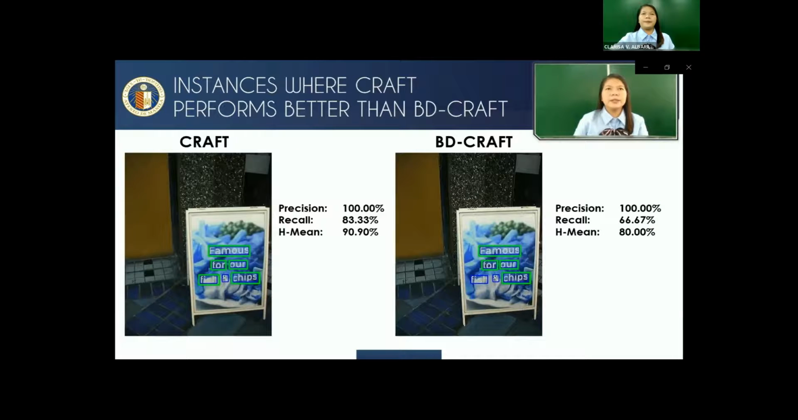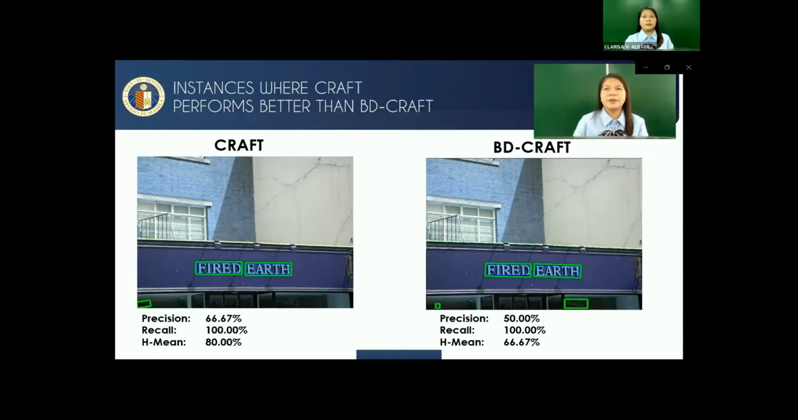On the other hand, there are also instances where CRAFT performs better than BD-CRAFT. In this particular image, when applying CRAFT, it yielded a precision of 100%, a recall of 83.33%, and an h-mean of 90.90%. Meanwhile, when applying BD-CRAFT, it only garnered a precision of 100%, a recall of 66.67%, and an h-mean of 80%. The performance of the CRAFT algorithm decreases after applying blind deconvolution, as evident in this image. After applying blind deconvolution, the CRAFT algorithm was able to detect possible text, thus affecting its precision.